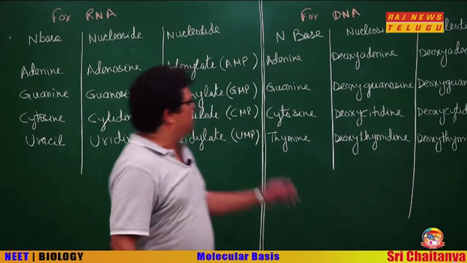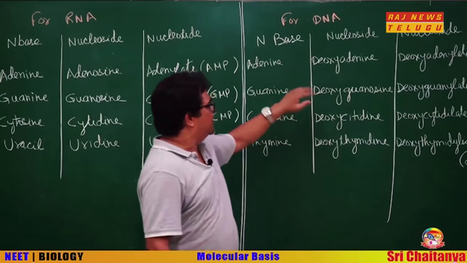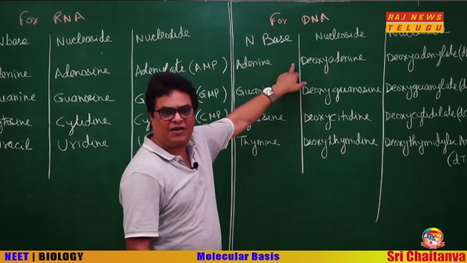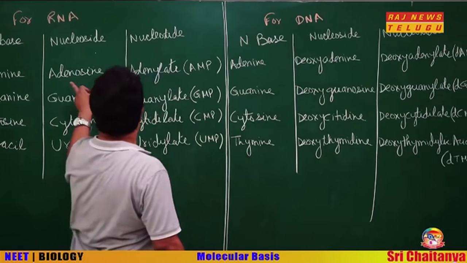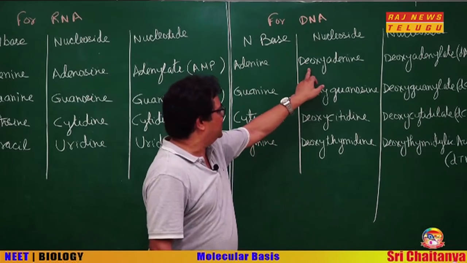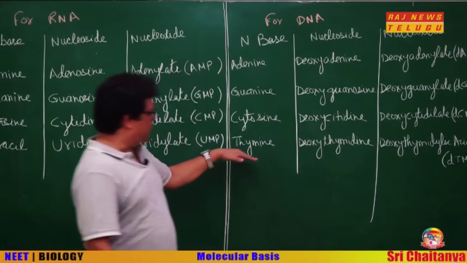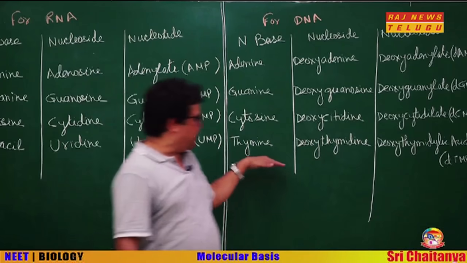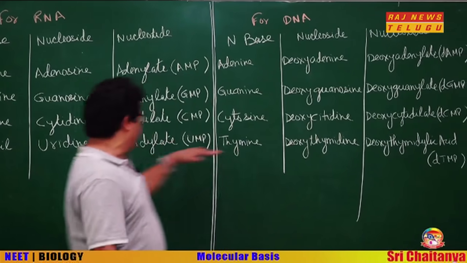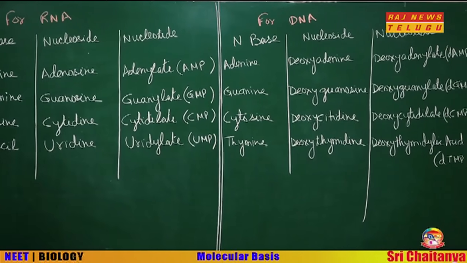Similarly, for DNA, you know the sugar is deoxyribose. So, simply you have to add deoxy, nothing else. Here, if it is adenosine, it will become deoxyadenosine. So you have to just add these things. And you know thymine is present only in DNA, and uracil is found only in RNA. So, this chart you have to remember.